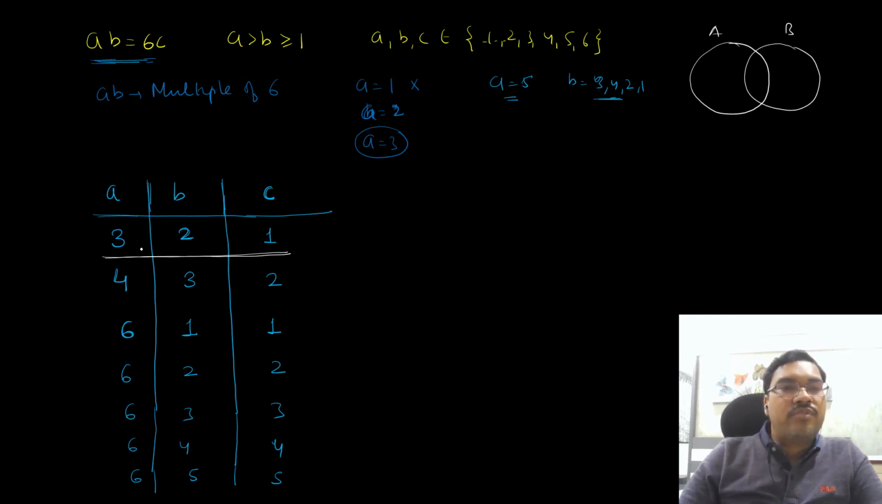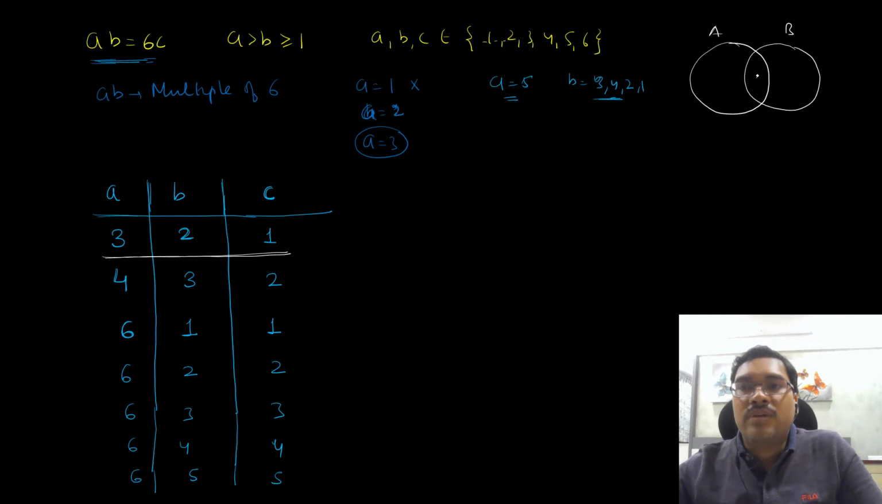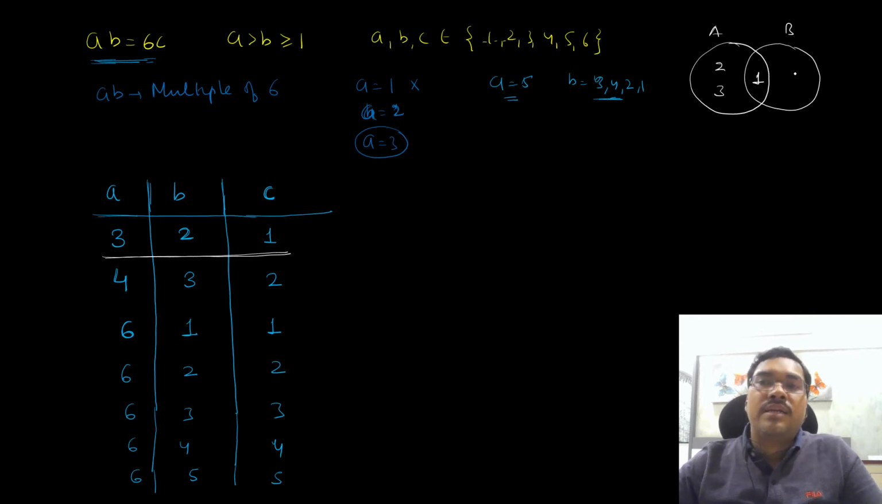So what is this first case saying? That the number of elements in set A is 3, the number of elements in set B is 2, and there is one common element between set A and set B. So let's say, for example, there is one common element, let's say this is 1. And there are 3 elements in set A, let's say this is 2 and 3, and there is one element in set B.